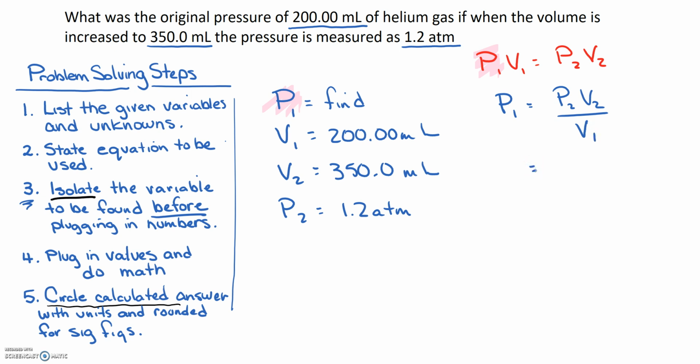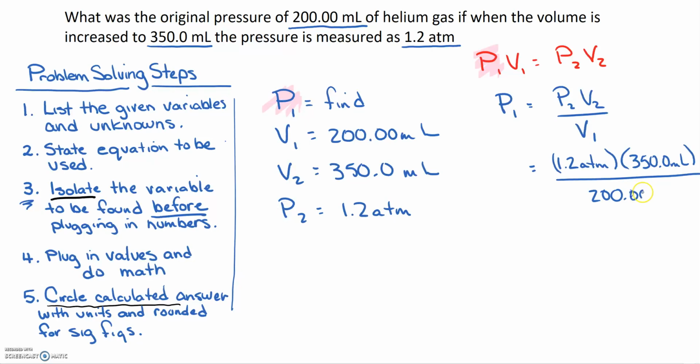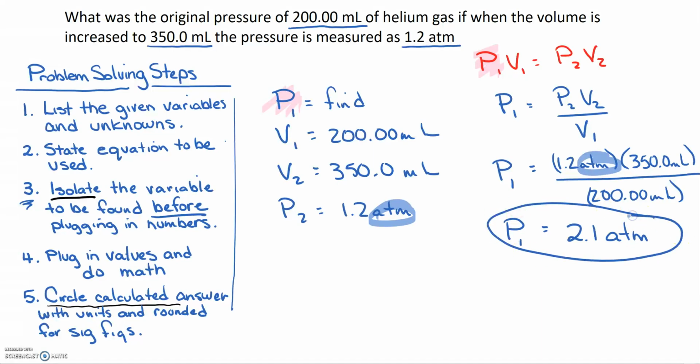Step number 4. Now you can plug in the values and do the math. P number 2 was 1.2 atmospheres. Volume number 2 was 350 milliliters. Volume number 1, 200 milliliters. Lets me know that when I calculate for the first pressure, I wind up with an answer of 2.1. It's a pressure. My original pressure was the unit atmospheres. So I know that this unit will also be atmospheres. I'm finished and I can circle my answer.